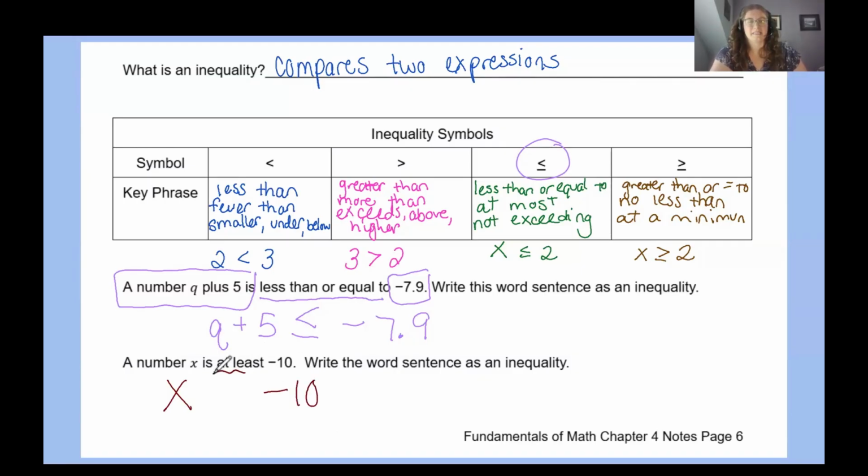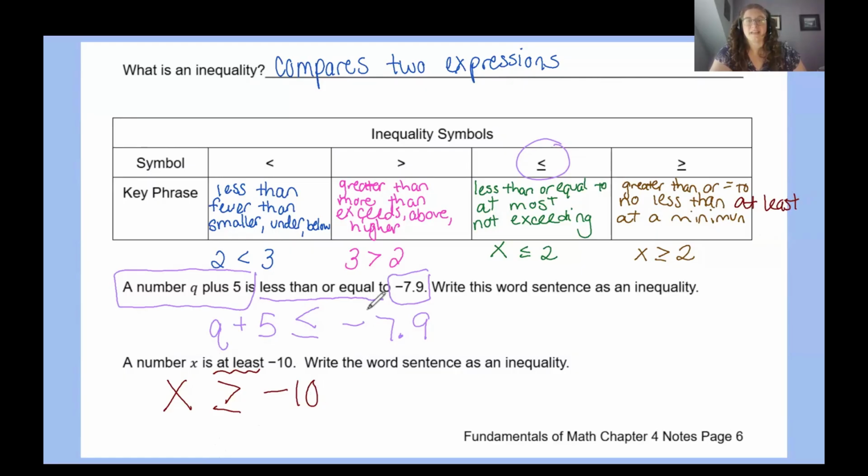For this key phrase, at least, we're going to use greater than or equal to, right? No less than, at least, at a minimum means at least, right? So x can be negative 10. It also can be any number greater than negative 10.